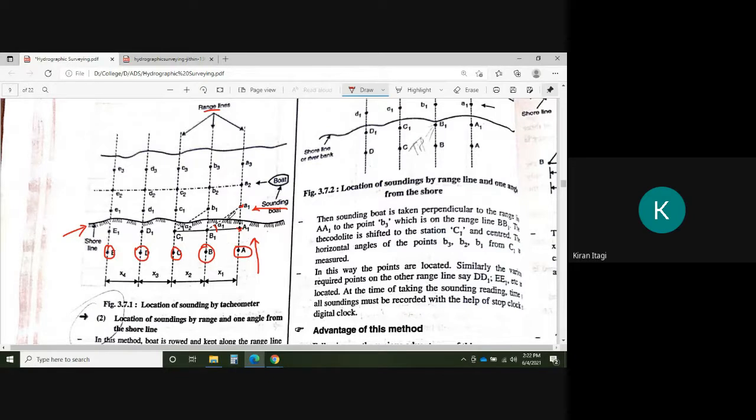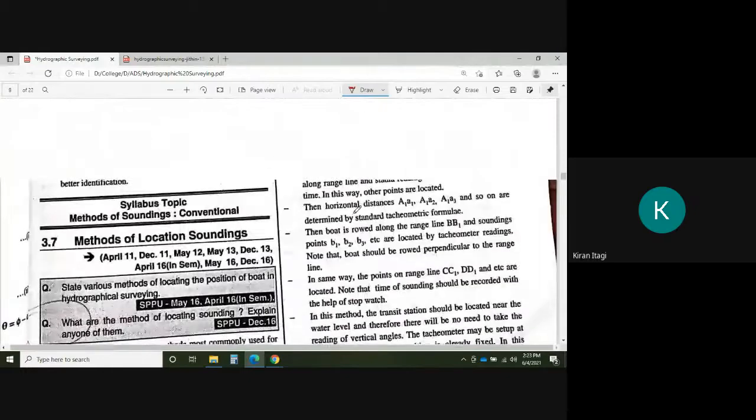So I will take the alpha angle from this one. Again the boat will come here, I will take the next angle. Again the boat will come here, I will take the angle here. The same thing goes on. When the boat finishes this line, again the boat will go here and it will start. Again when it finishes here, it will come here. The boat starts going like this. I will take the readings. This is how locating of sounding is done. Quickly we will see.